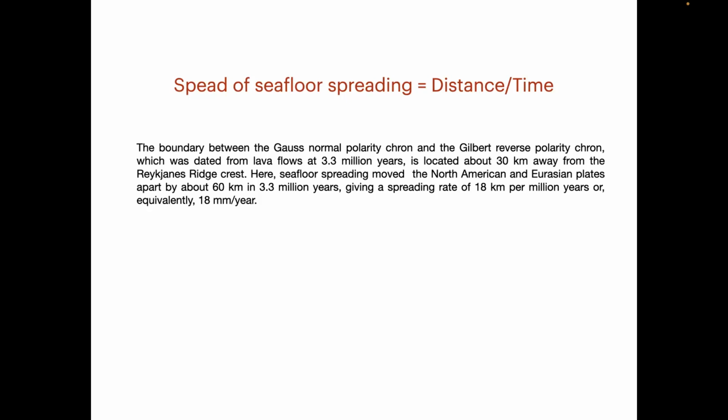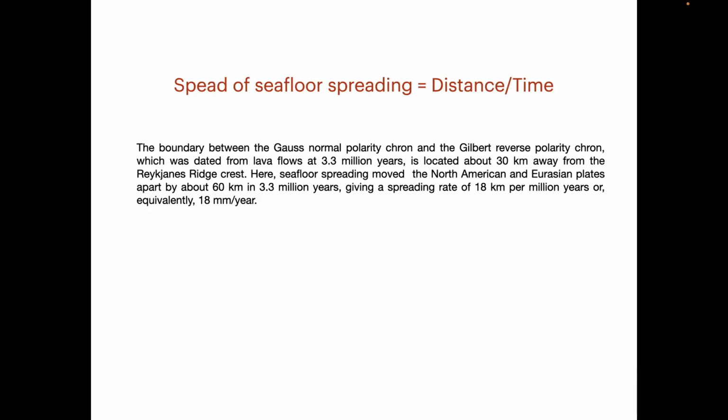Okay, a crest is nothing but the axis. So from there, it is 30 kilometer where the sea floor has moved towards this North American and Eurasian plate, which has been apart by about 60 kilometers in 3.3 million years. So when you have this distance as your 60 kilometer, you have the time as 3.3 million years. When you divide the distance by time, you will get the spreading rate as 18 kilometer per million year.